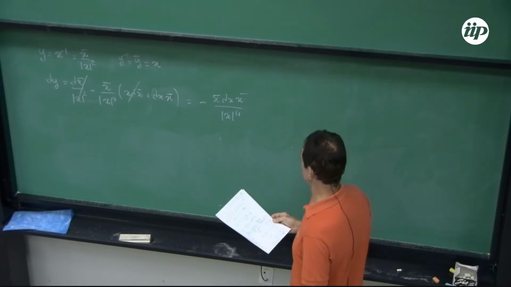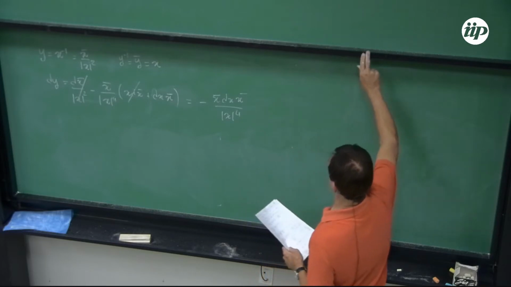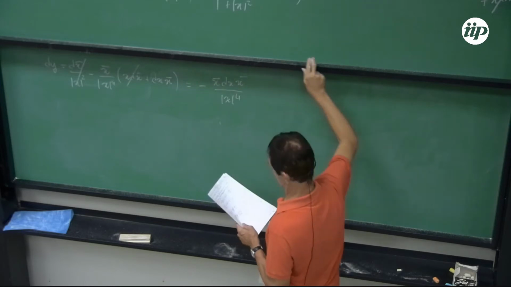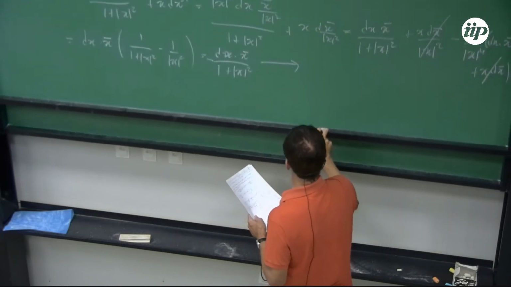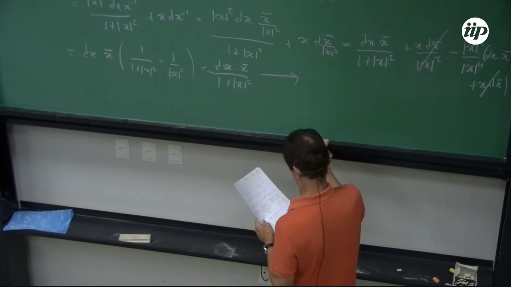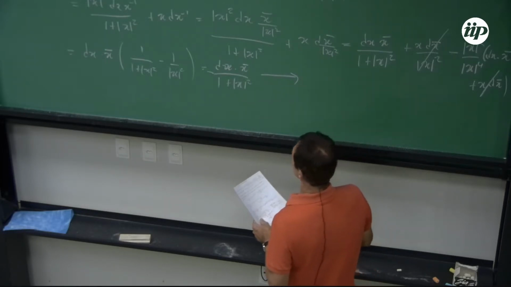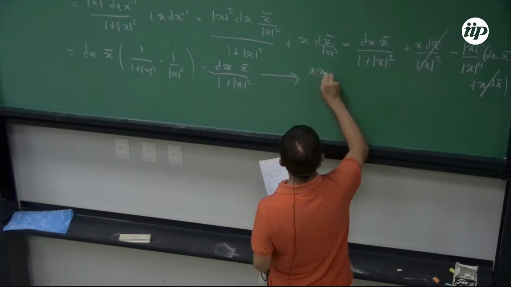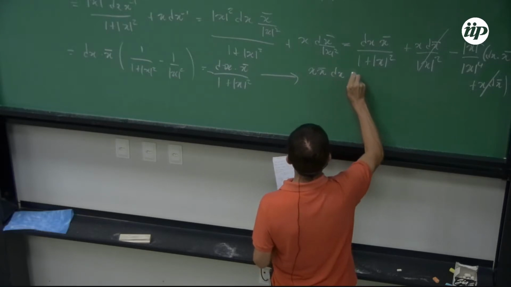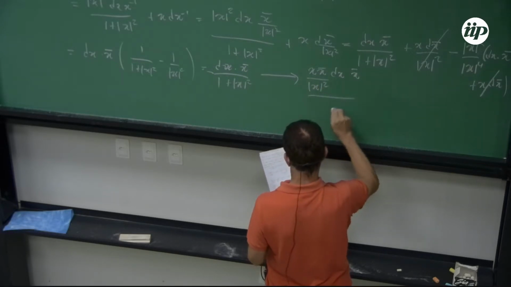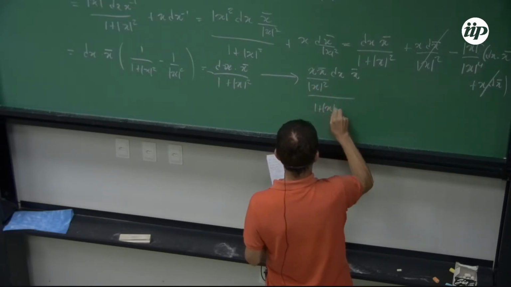Okay, good. So if now I substitute these results inside this, it is convenient to let me rewrite this object in this way. x bar dx x bar, like this, 1 plus x bar squared.